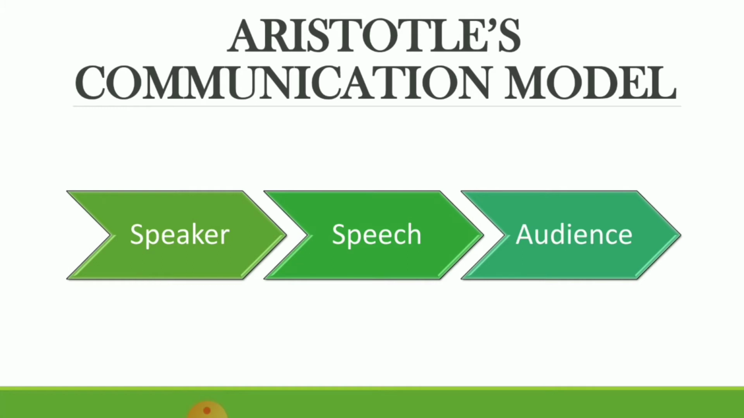Aristotle emphasized that there are three variables in the communication process. We have the speaker, speech, and audience, as illustrated in the communication flow. Note, the speaker variable here is very important. Without the speaker, there will be no speech to be produced. Depending on the profile of the audience, the speaker adjusts his or her speech.